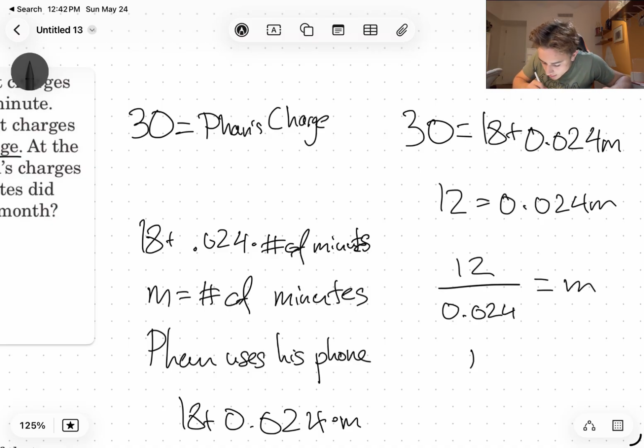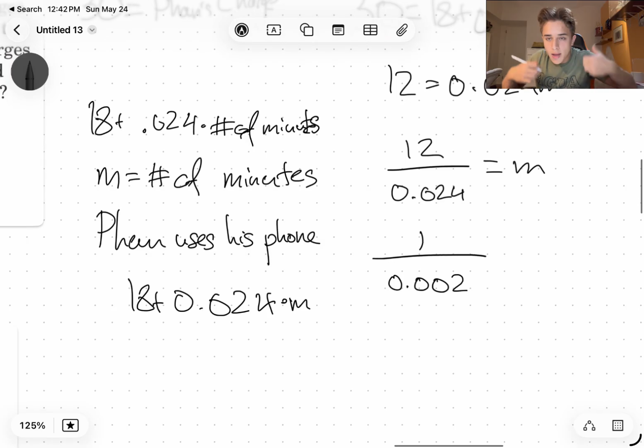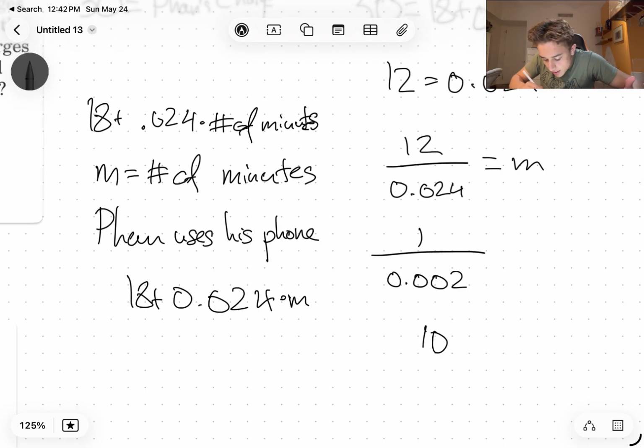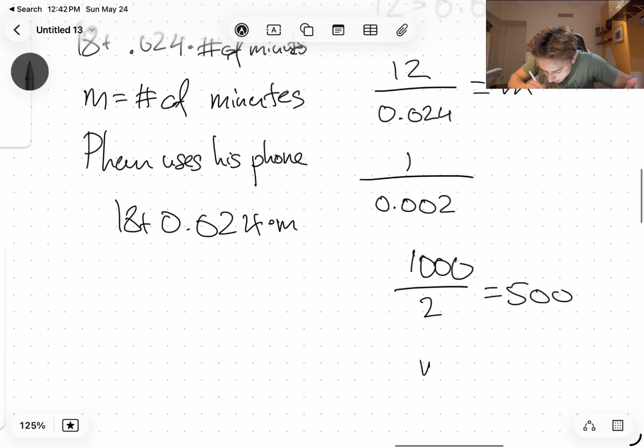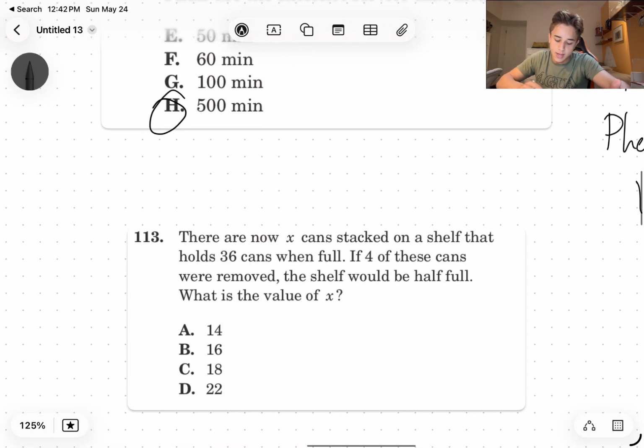This is the same as 1 divided by 0.002. See how here I just divided both the top and the bottom by 12? And then if I multiply by 1,000, this becomes 1,000 over 2, which equals 500. So M equals 500. So he used the service for 500 minutes that month. The answer is going to be 500, which is answer choice H.